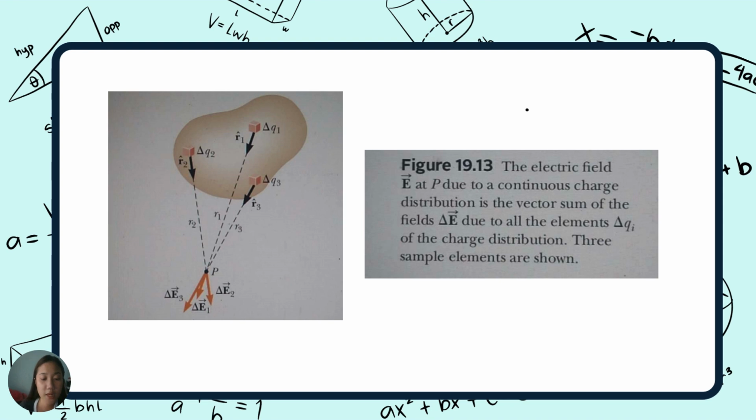Second, we calculate the electric field ΔE at a point P due to one of these elements. Finally, we evaluate the total field at P due to the charge distribution by performing a vector sum of contributions of all the charge elements, by applying the superposition principle.